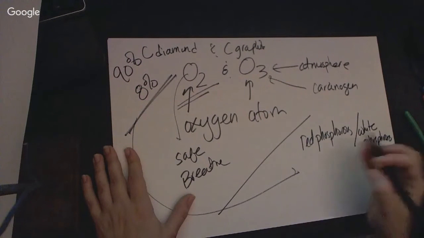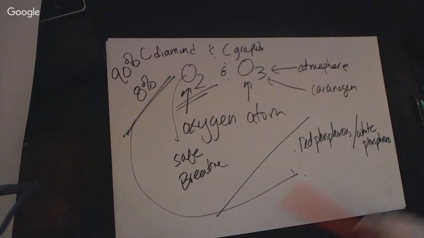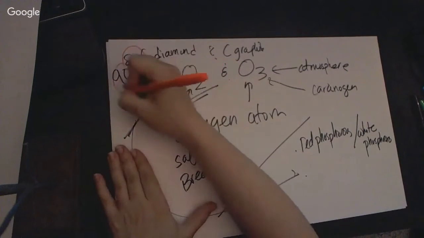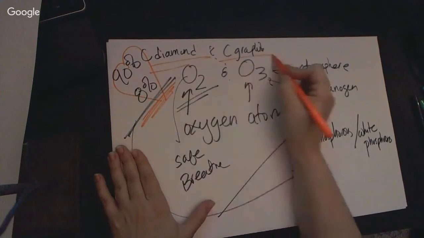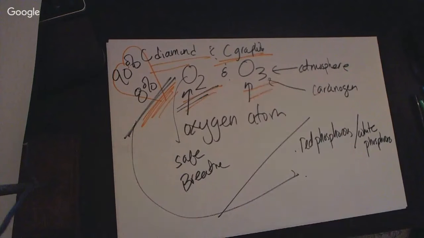And the possibilities are actually endless, but these are the two, and I'm going to do this all over again if you watch my live stream from before. These are the two the Regents loves, and they are found in really big quantities. So these are the allotropes that the Regents exam likes to look at.